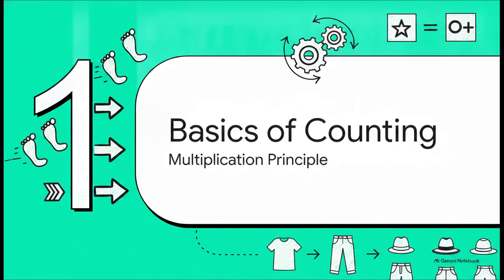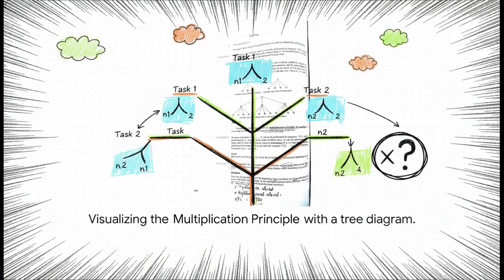All right, Section 1, the basics of counting and the multiplication principle. Okay, to really master counting, we have to start with sequential tasks. If you can perform one action and then immediately perform a second action, how do you mathematically combine them? Well, this classic tree diagram demonstrates the multiplication principle perfectly.